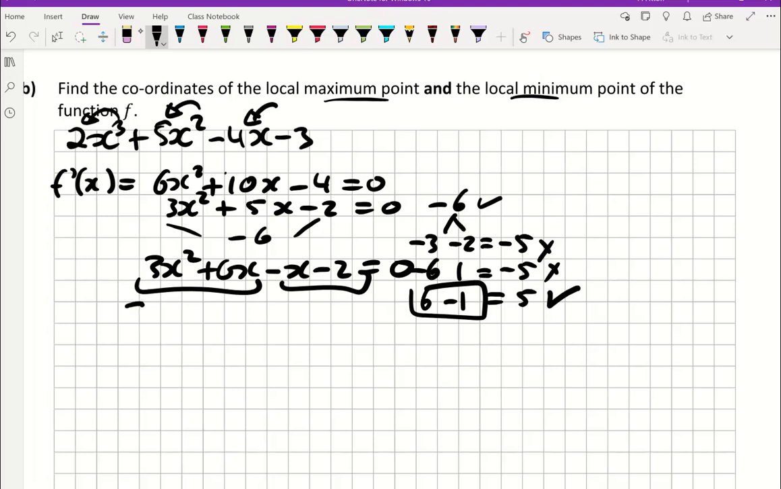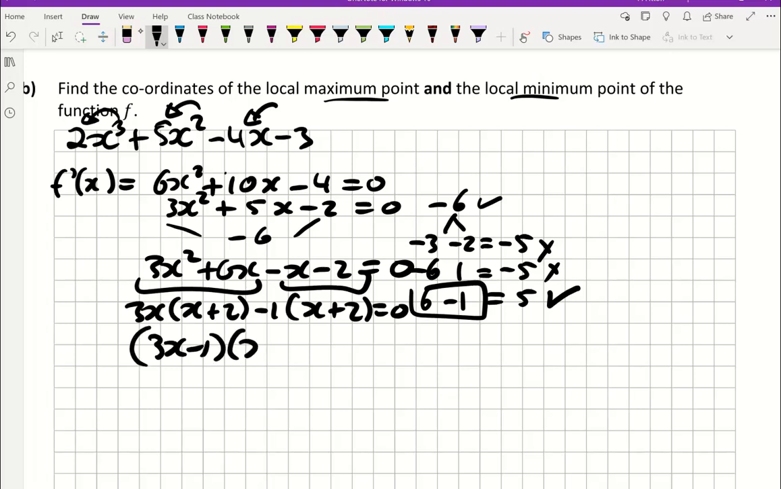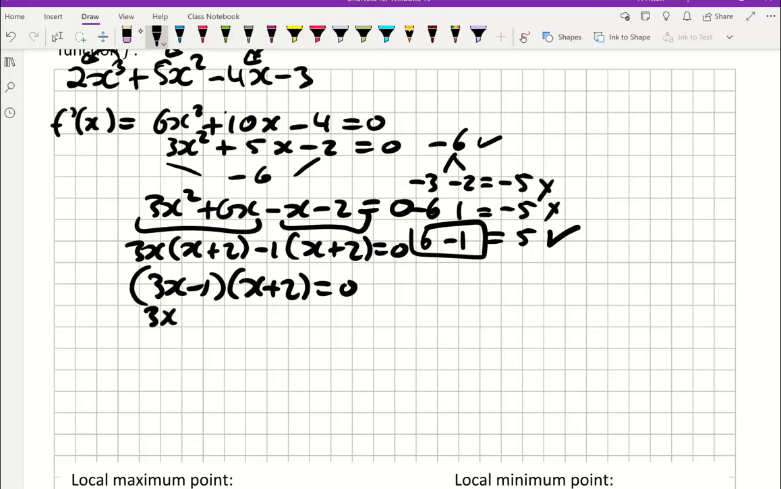I'm going to factorize by grouping. 3x is common, leaving with x plus 2. Minus 1 is common, leaving with x plus 2 equals 0. So I'm going to factorize both of those. So 3x minus 1, x plus 2 is equal to 0. And solving, let each individual factor equal 0.